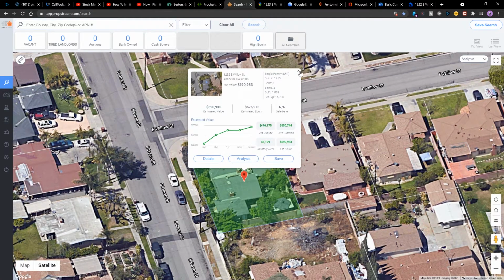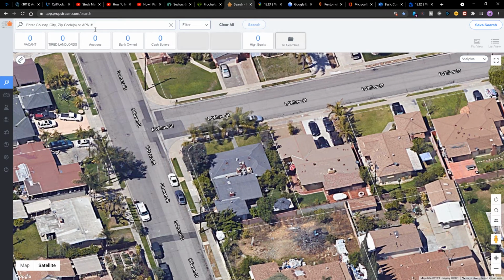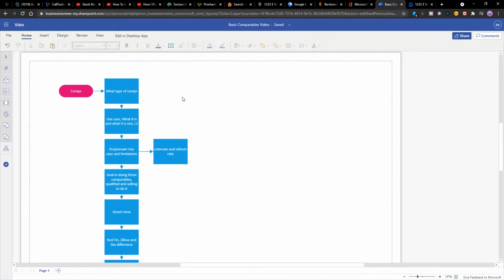So you log into Propstream, buy a Propstream account, and typically have a qualified lead, somebody that you have initially talked to before you do this. And the reason you want to do that is because there are different types of comparables. The comparables are used to gauge a value of a product or commodity or service relative to its peers. It will give you a rough estimate of how much that property or that good or service is.